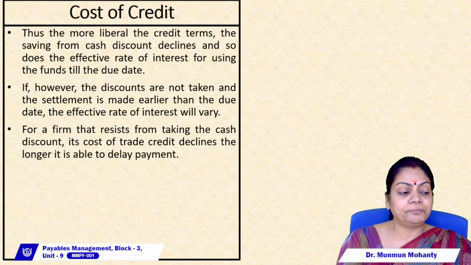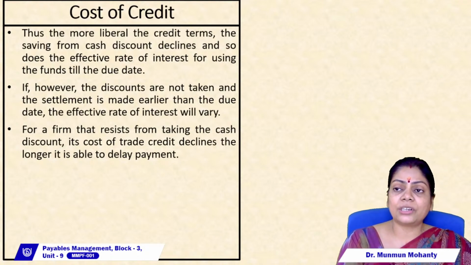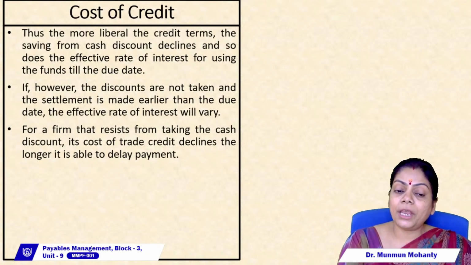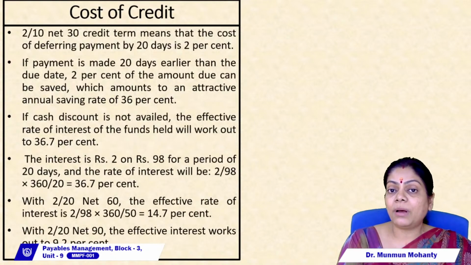Now, for a firm that doesn't want to take the cash discount, the cost of trade credit declines the longer it is able to delay the payment. You see here, we just saw that if it doesn't pay for 90 days, its cost is declining to 9.2%. So there is a great motivation on the part of the buyer to stretch it as far as possible.